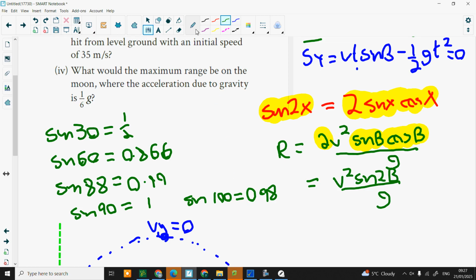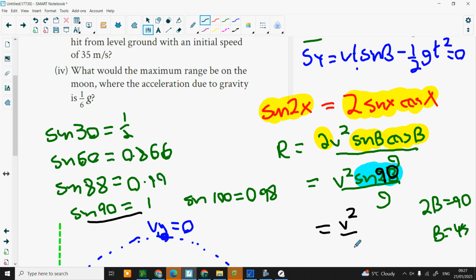90. So therefore, this function sine 2b has a maximum value when b equals 45. Everybody know how I got b equals 45? Because 2 times 45 is 90. So 2b equals 90, b equals 45. And what happens if I throw that in as sine 90? Sine 90 is 1, and that means your maximum range is v squared over g.